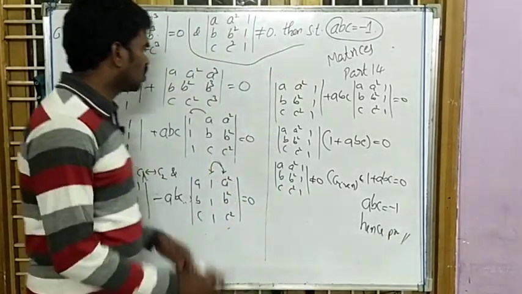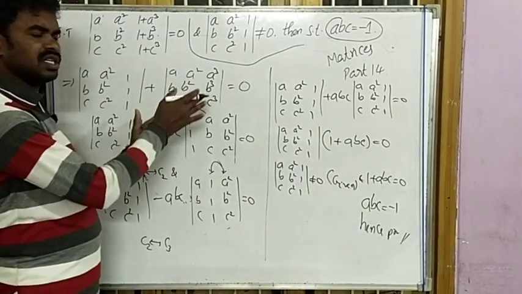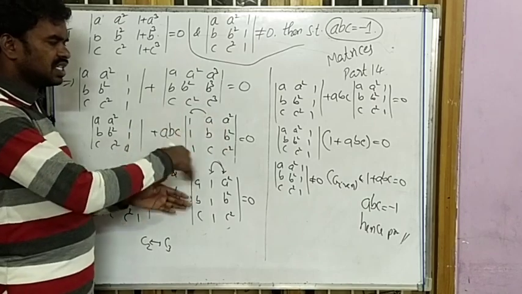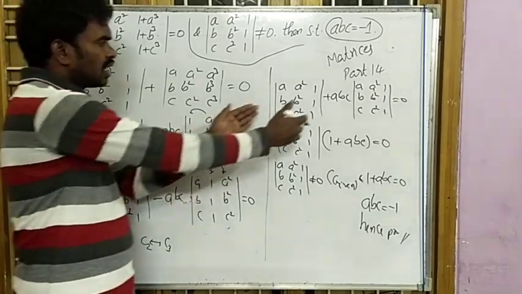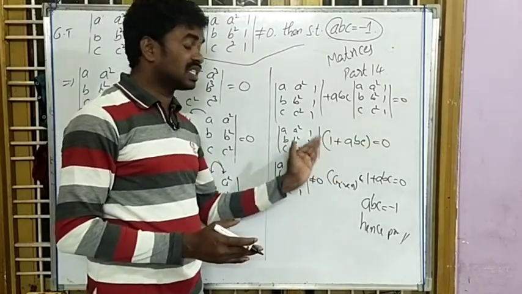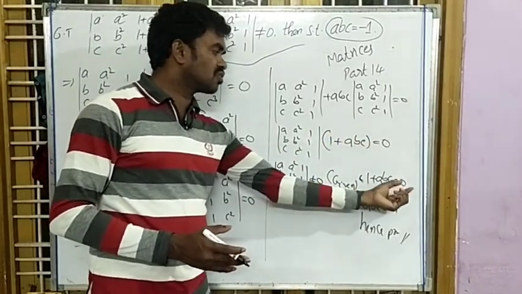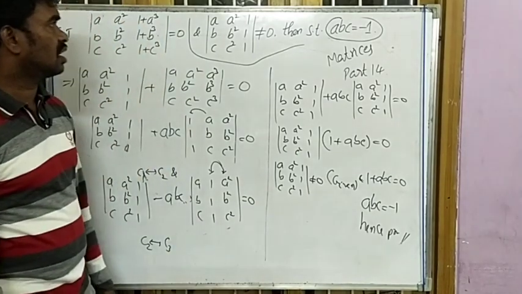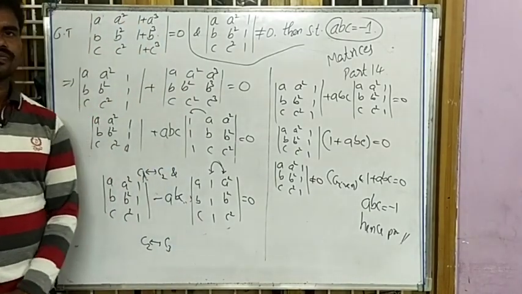Simple problem. Just the third column is written as the sum of two determinants, and the second determinant changes. We get the same first determinant. Take common. The remaining is 1 into (A plus B plus C) plus (1 plus ABC). Using 1 plus ABC equal to 0, we get ABC equal to minus 1 as the answer. Next, go to the next problem.